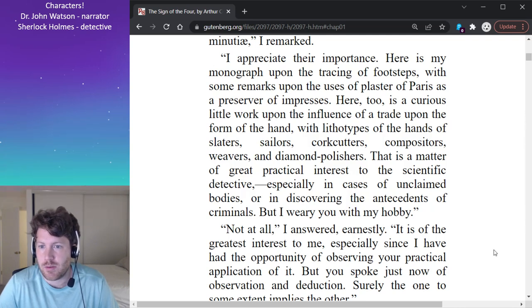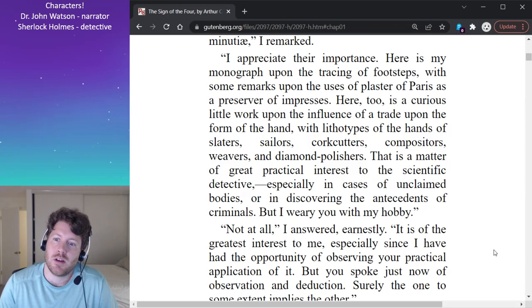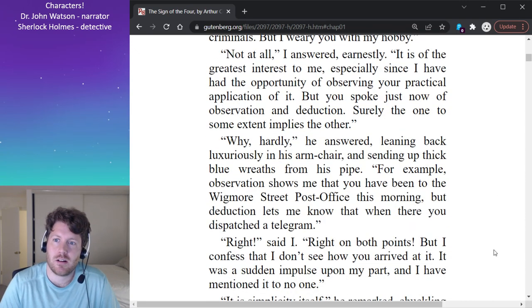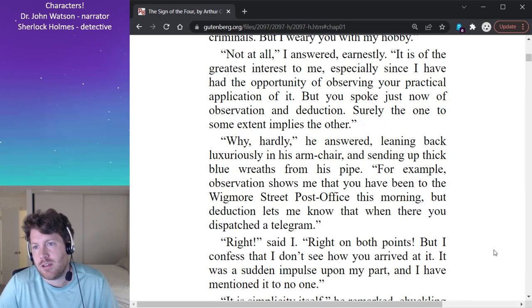That is a matter of great practical interest to the scientific detective, especially in cases of unclaimed bodies, or in discovering the antecedents of criminals. But I worry you with my hobby. Not at all, I answered earnestly. It is of the greatest interest to me, especially since I have had the opportunity of observing your practical application of it. But you spoke just now of observation and deduction.